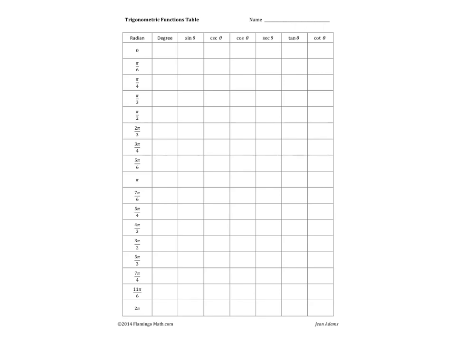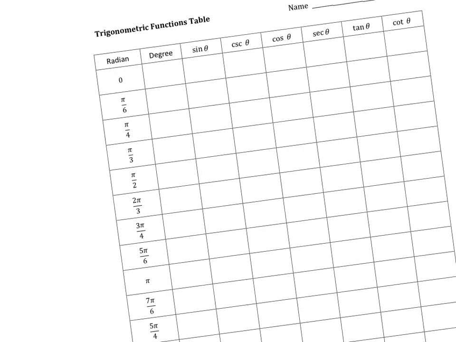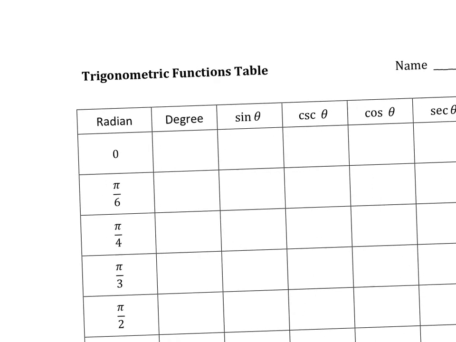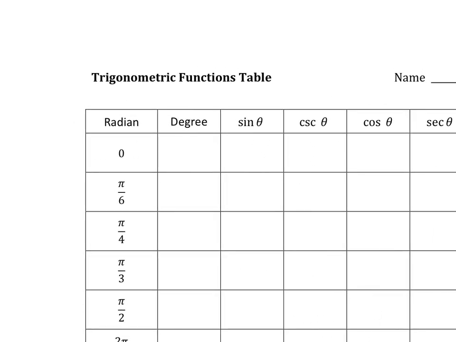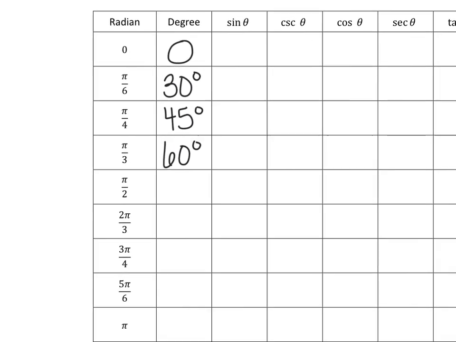Okay, so we're going to fill out this trig functions table to help us with our values of sine, cosine, tangent, and their reciprocals. So the first thing you need to do is fill in all the degree measures. So 0 radians is 0 degrees. Pi over 6 is 30 degrees. Pi over 4, 45 degrees. Pi over 3, 60 degrees. And then pi over 2 is 90 degrees.